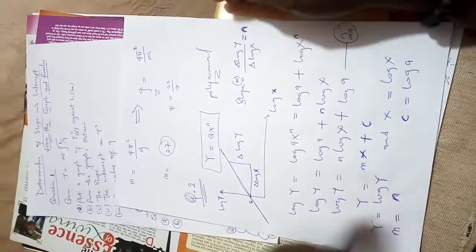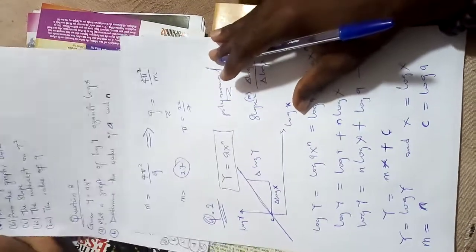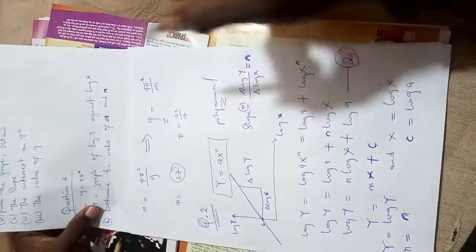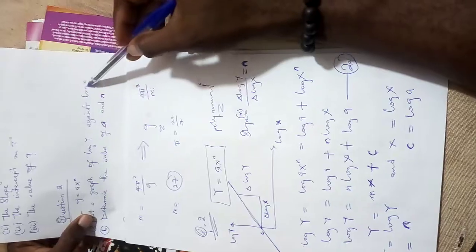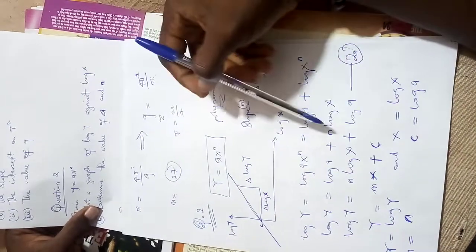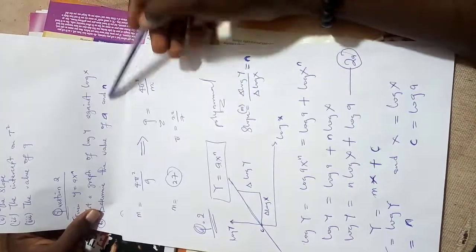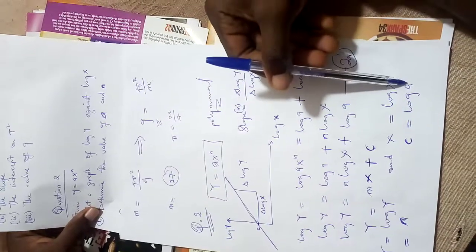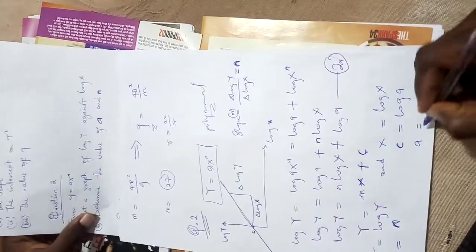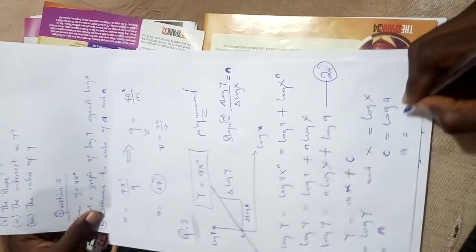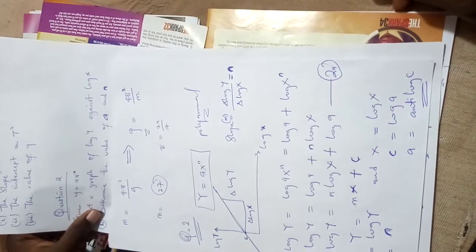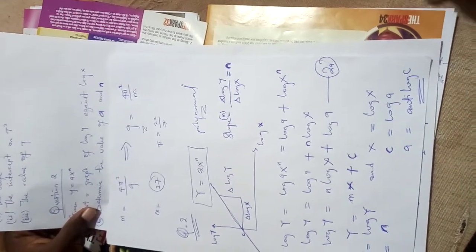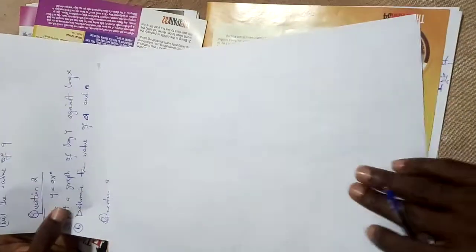n. So you see we have been able to plot the graph of log y against log x, and also we have been able to determine our n. But our a here, we can also determine a by taking the anti-log of both sides, such that a will be equal to the anti-log of c.